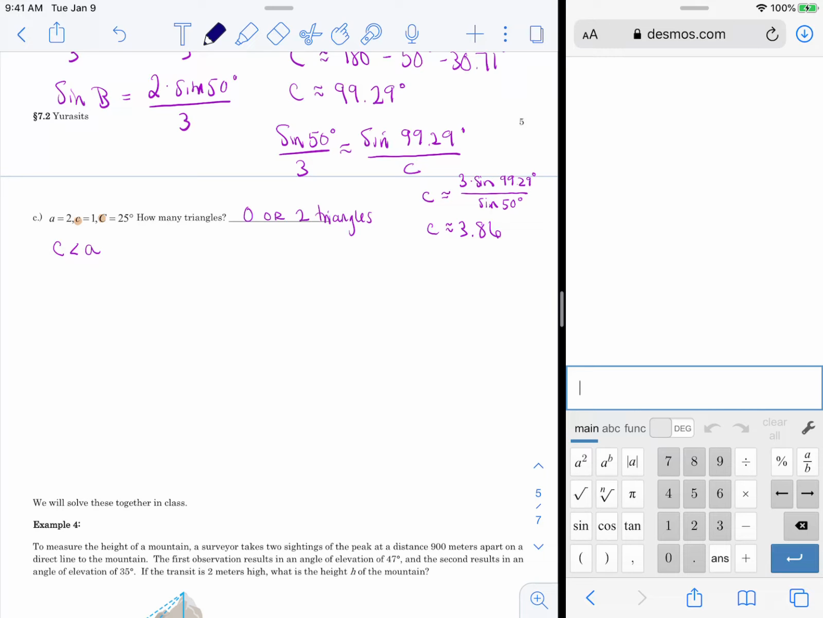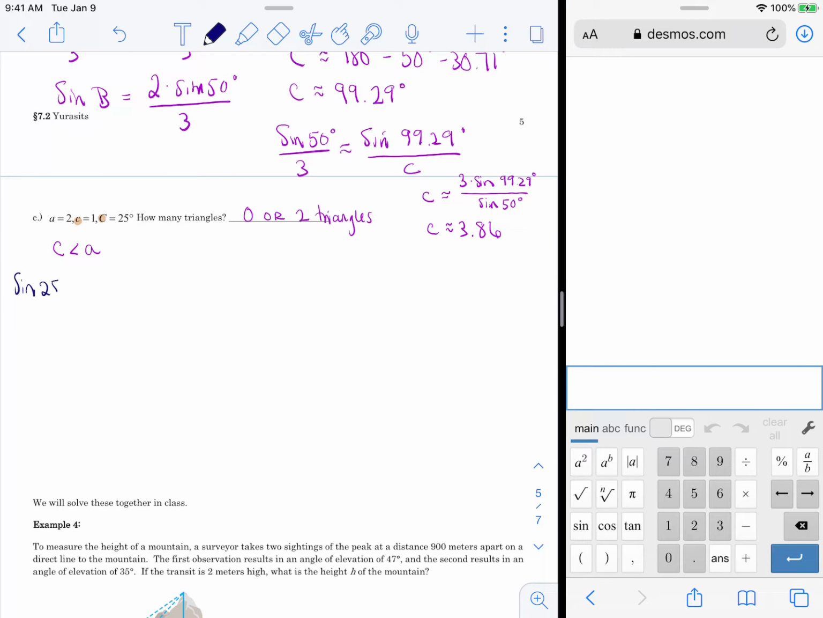Now we're going to deal with the case where it's 0 or 2 triangles. Again, you have to tuck away in your memory that the corresponding side less than the other side and in its acute angle would put you in this category of 0 or 2 triangles. And so what you're going to rely on is your calculator to let you know.